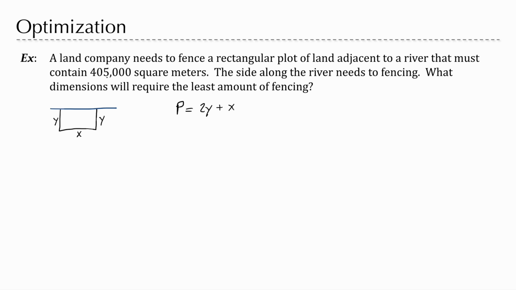Now, my secondary equation is that given information. We know that the rectangular region has to have an area of 405,000 square meters. So that means off to the side, if I multiply X times Y, which would give me the area of that rectangle, that needs to equal 405,000. Now, again, when we do this, we want to think about which variable we want to solve for. Here, I think it's pretty easy to go ahead and solve for X.